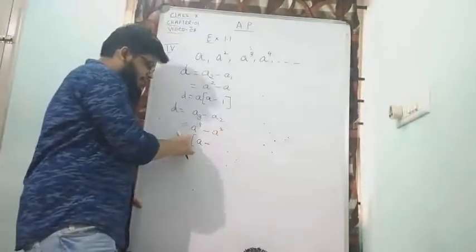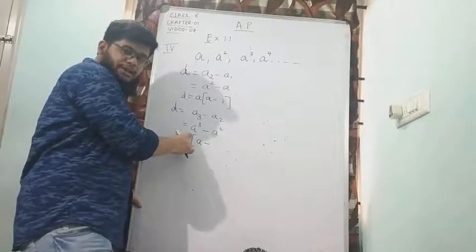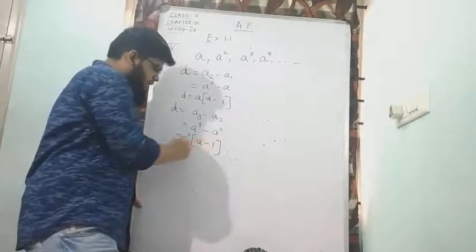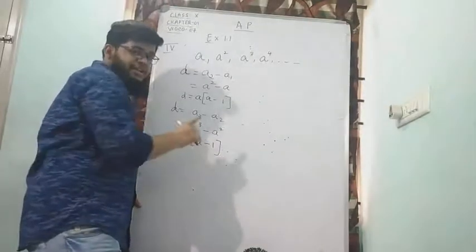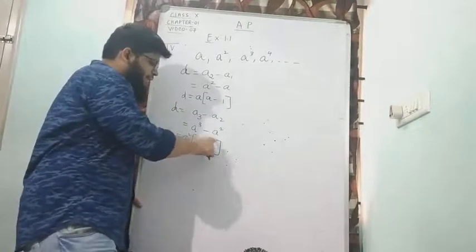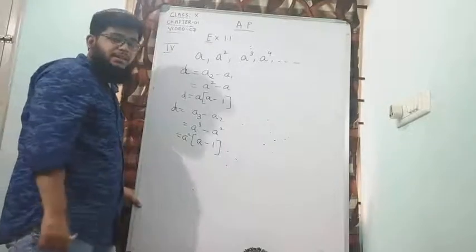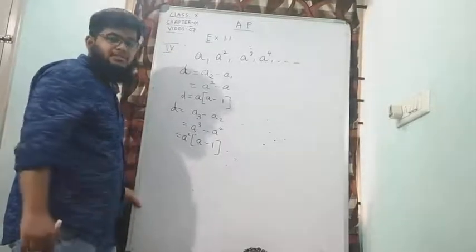So this entire A square is outside as common, outside the bracket. Therefore 1 will remain. And because there is nothing remaining, we will always name it as 1. A square into 1 will be A square. I hope you have understood how to take out common. You have learned that in our 9th and 8th already.